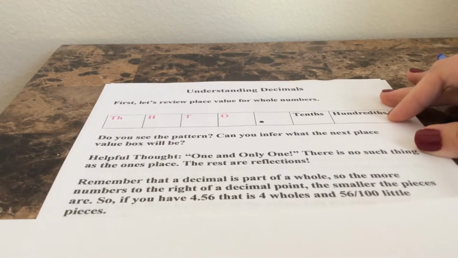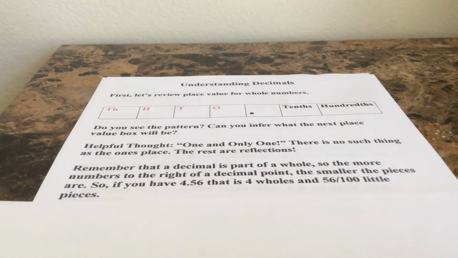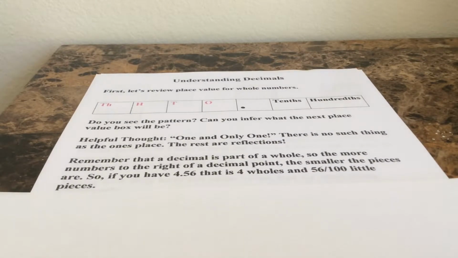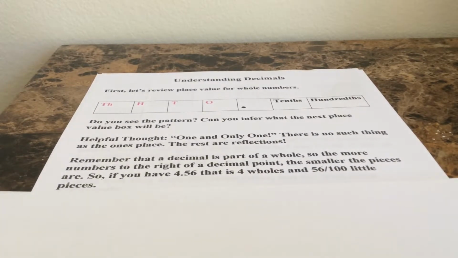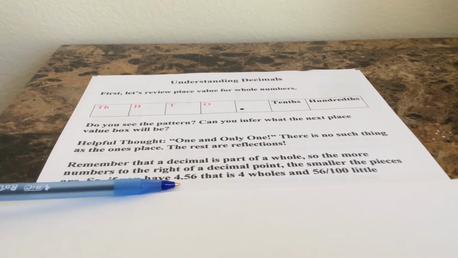Okay, we want to remember that a decimal is part of a whole, so the more numbers to the right of that decimal point, the smaller the pieces are going to be. So if you have 4.56, that is 4 wholes and 56 out of 100 little pieces. How I know that is I have a 4 before the decimal point. Anything before the decimal point tells me it's a whole number. So I have 4 whole numbers.